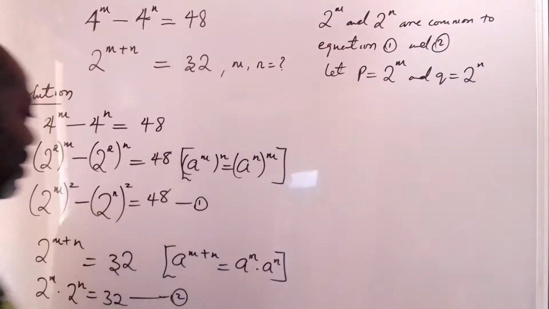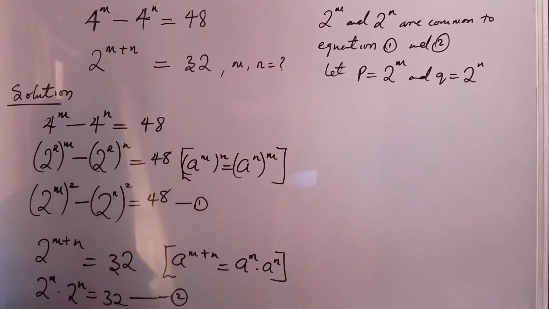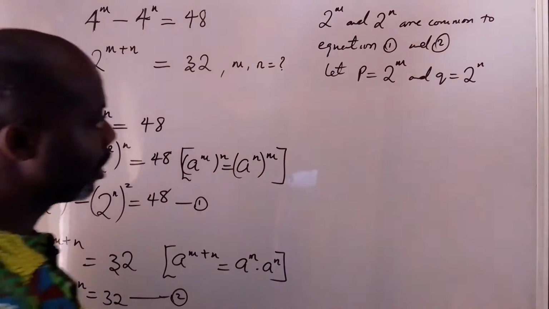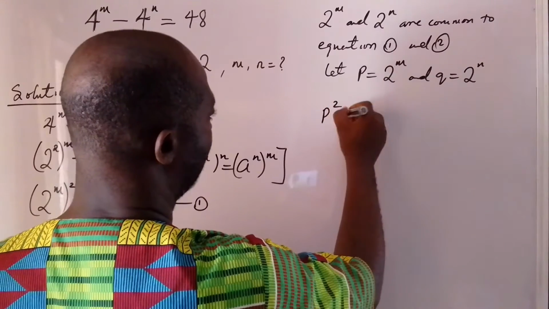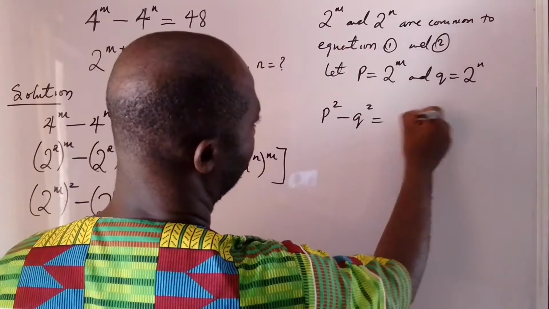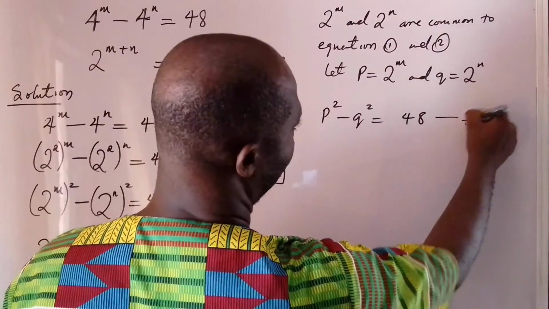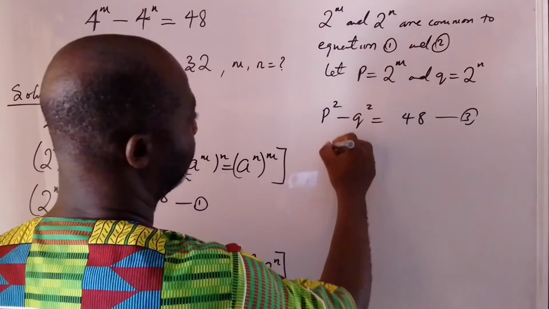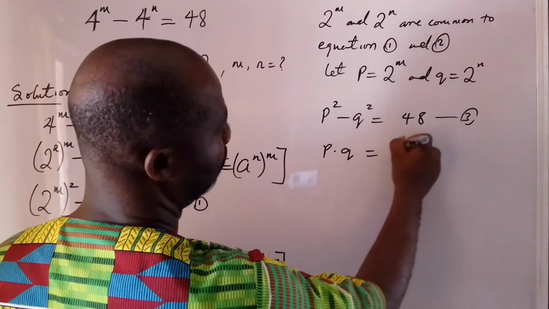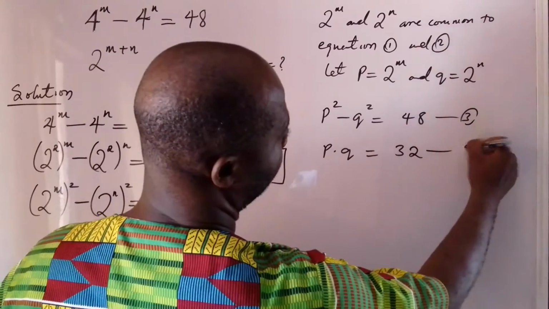So if that's the case, we will notice that both equation 1 and 2 will become, for equation 1, P squared minus Q squared equal to 48. I call this equation 3. Then for equation 2, it becomes P times Q equals 32. I call this equation 4.